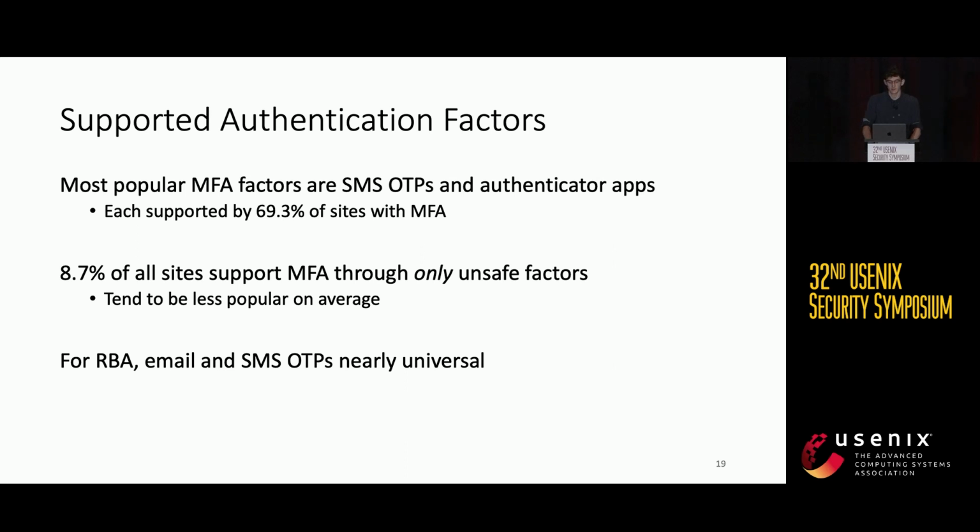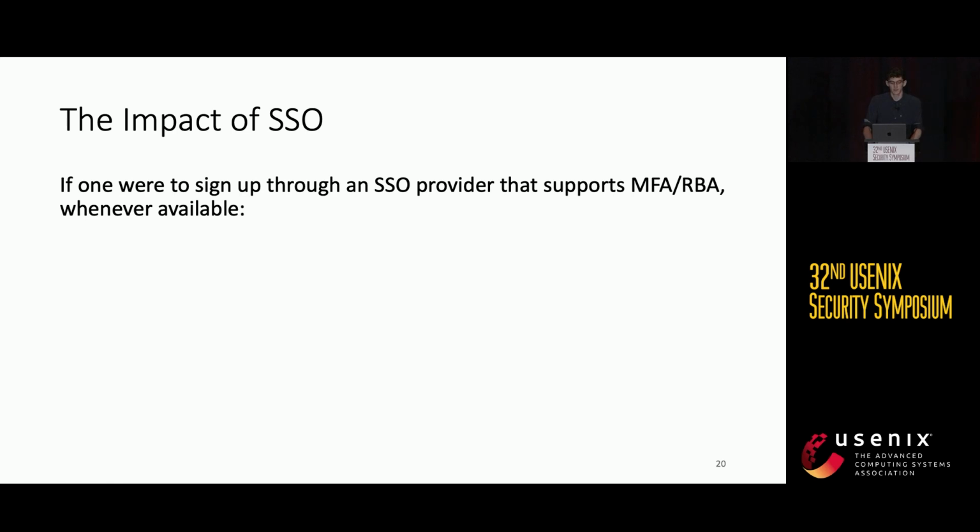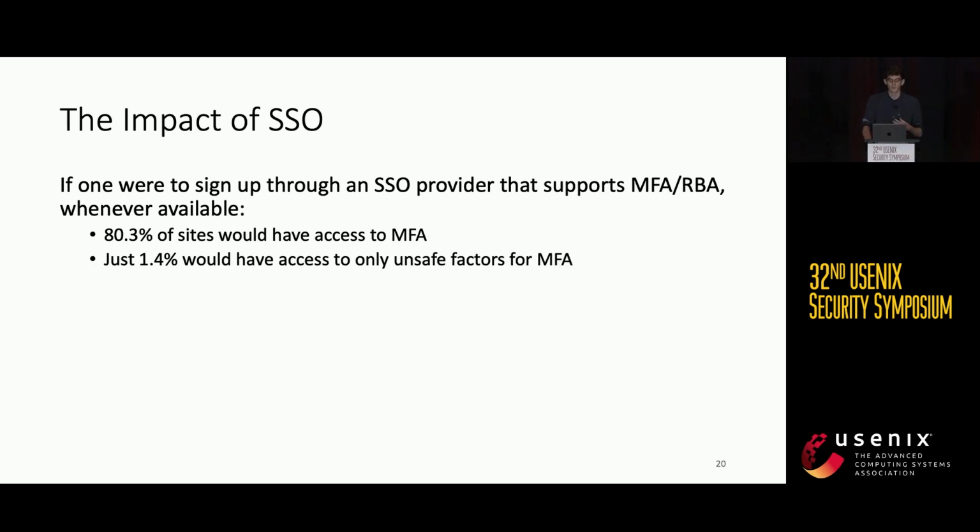And then for RBA, email and SMS OTPs are nearly universal as responses to the suspicious login attempt, requested by 82.5% of sites in our dataset with RBA. But while we found that MFA and RBA are both extremely uncommon in general, we found that SSO completely changes the picture. In fact, if one were to sign up through an SSO provider that supports MFA and/or RBA whenever available, then 80.3% of sites in our dataset would have access to MFA, just 1.4% would have access to only unsafe factors for MFA, and 72.6% would block a suspicious login attempt altogether.